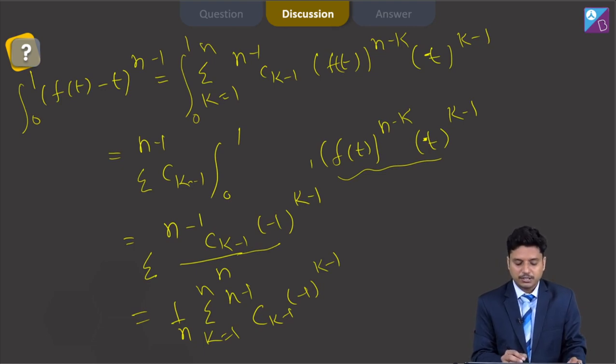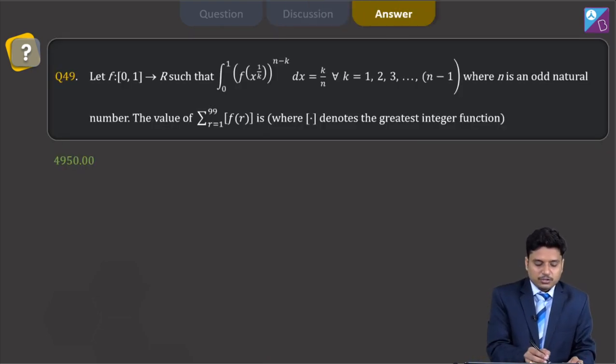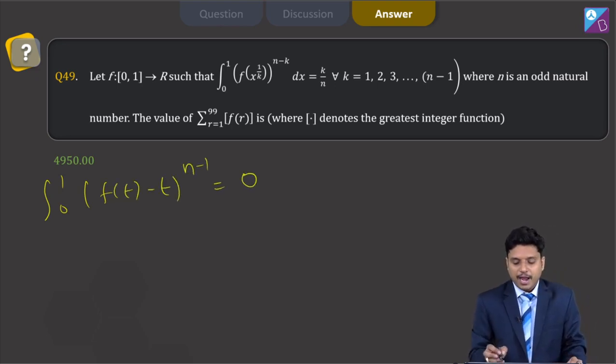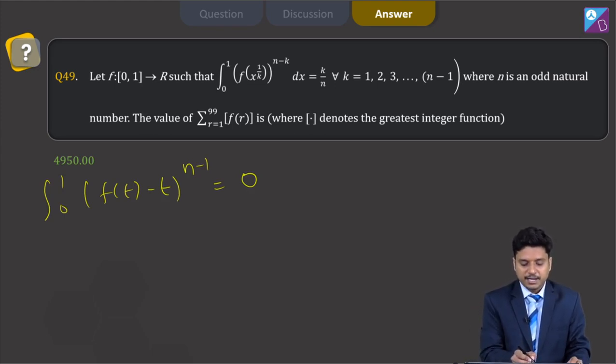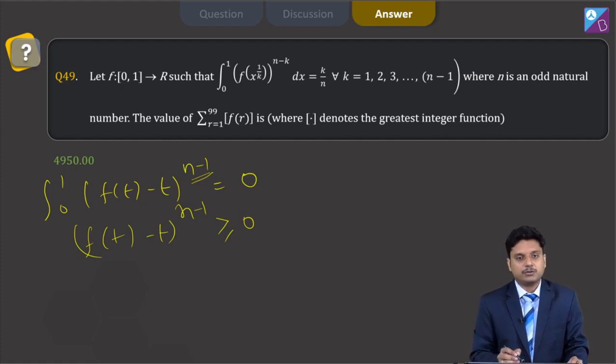So the answer for this will be equal to 1 by n into 0, that means answer will be 0. So integral 0 to 1 of Ft minus t raised to power n minus 1 is coming out as 0, and this n is given to be an odd natural number. If n is odd, that means n minus 1 is your even quantity. That means this Ft minus t raised to power n minus 1, the function that is written over here, is always greater than or equal to 0. Then how can a definite integration in between 0 to 1 be equal to 0 when the function is already greater than or equal to 0?